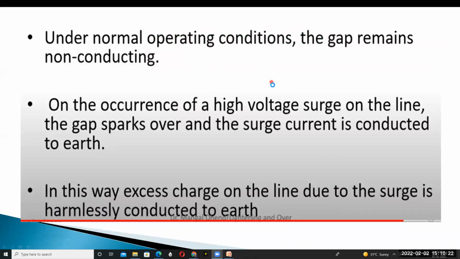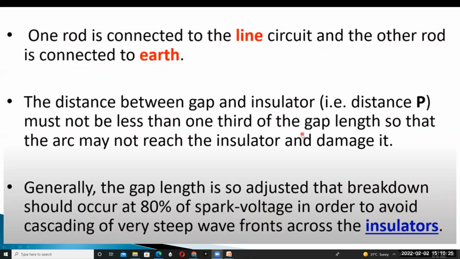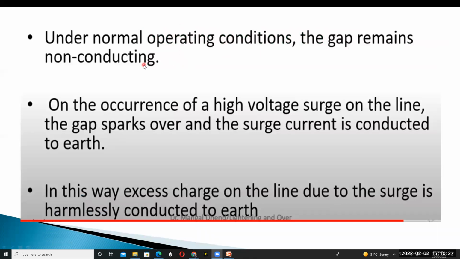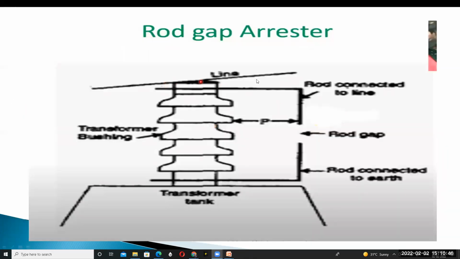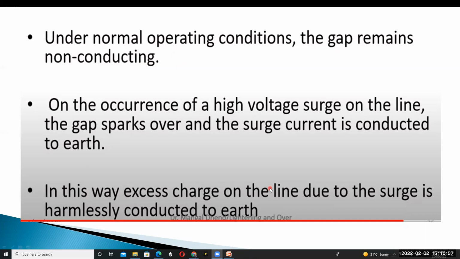Under normal operating condition, the gap remains non-conducting, like an open circuit. Under lightning or fault condition, on the occurrence of a high voltage surge on the line, the gap will spark and the surge current is conducted to the earth. The gap acts as a conductor, and the huge current is diverted to the earth like this. This is about rod gap arrestors.